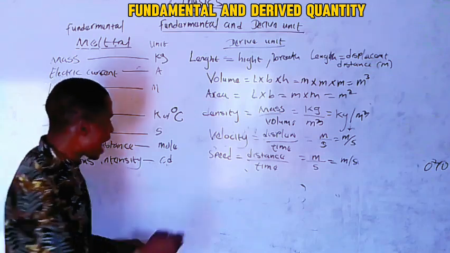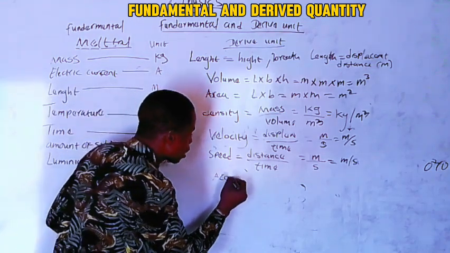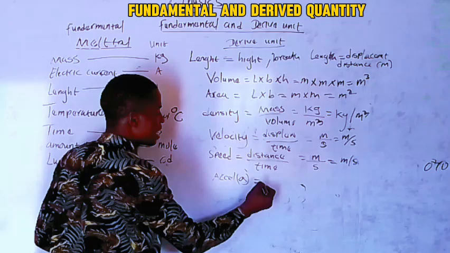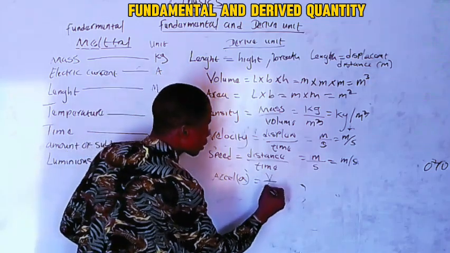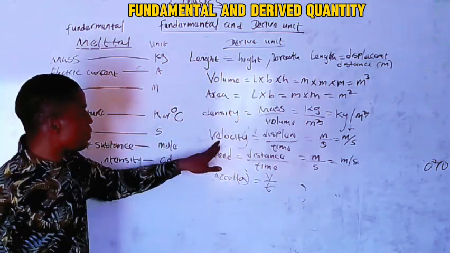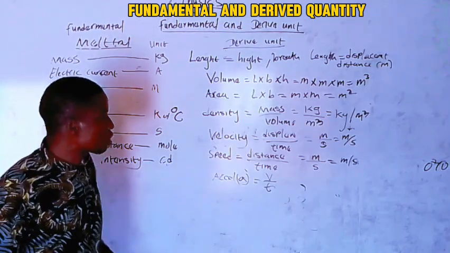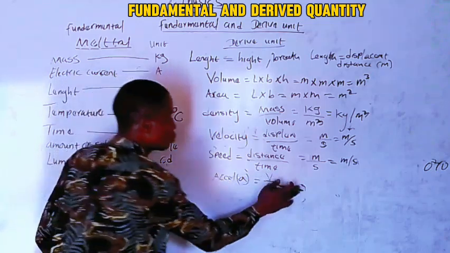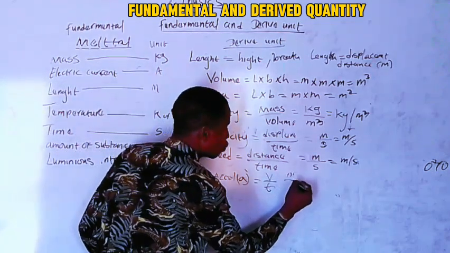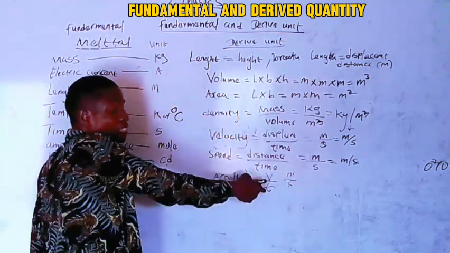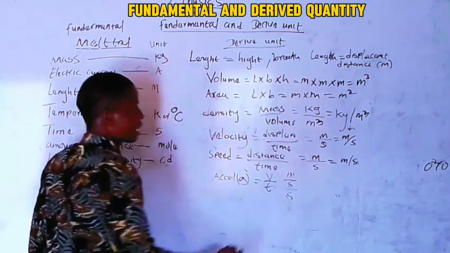Now, let's move to the acceleration. We use A for acceleration. Acceleration is velocity all over time. Remember, I mentioned velocity here. We use V for velocity. Now, what is the unit of velocity? The unit of velocity is meter all over seconds. And this one has seconds again, all over seconds again.